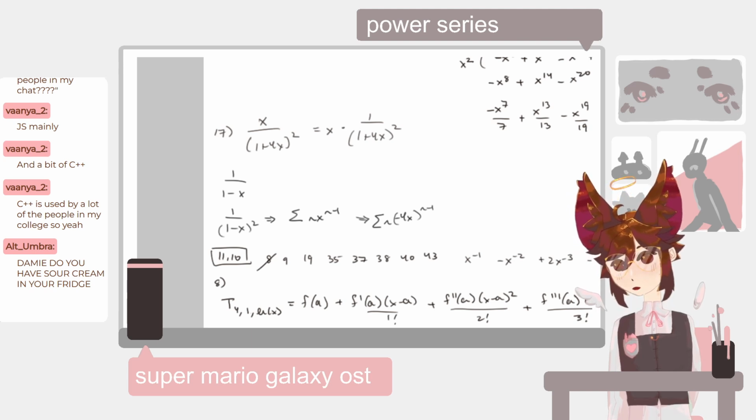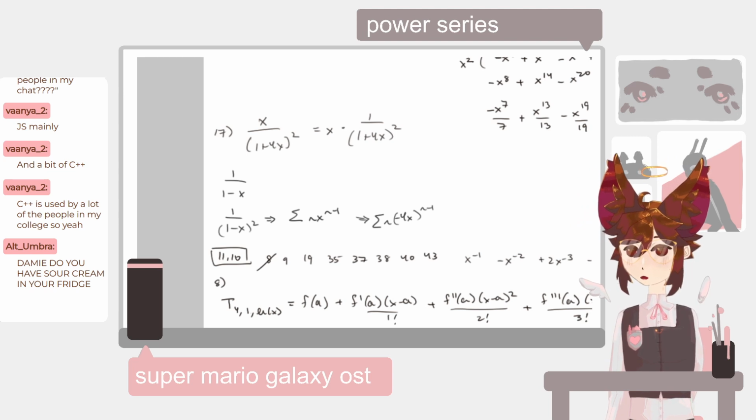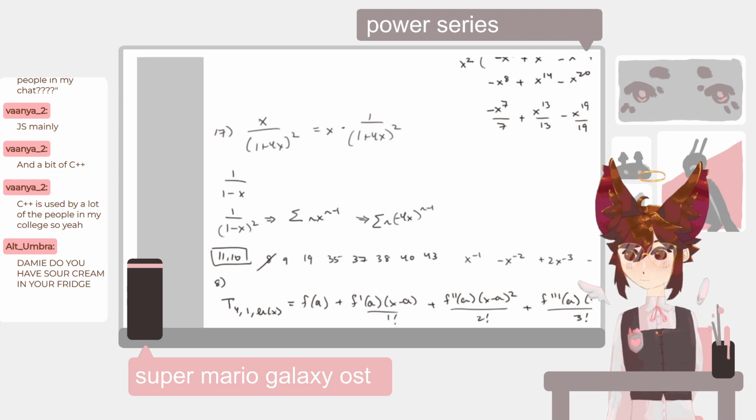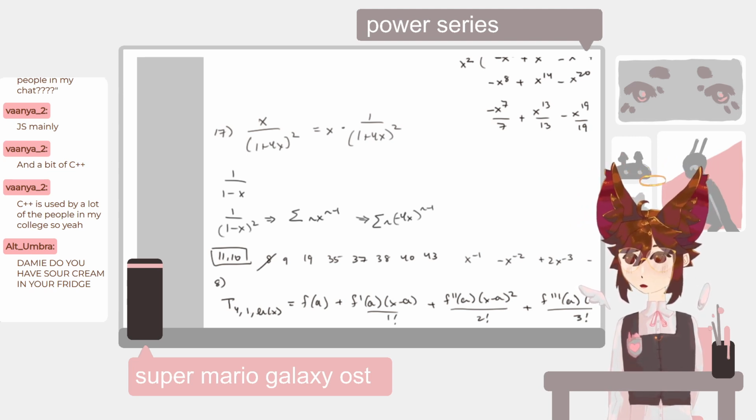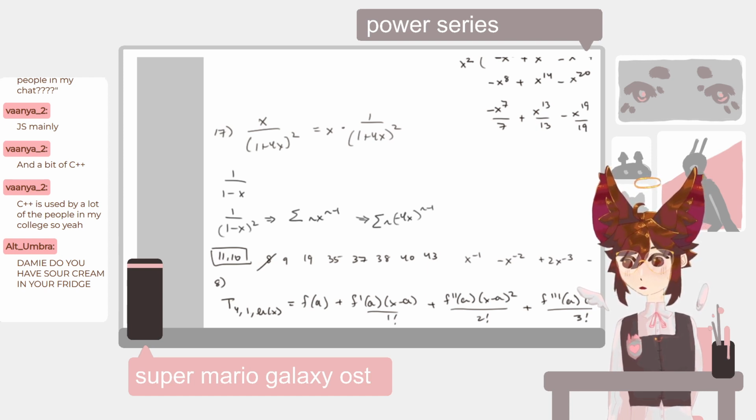If we have a factorial, that usually means it's sine or cosine. Or it's just like e to the x? Yeah, e to the x, or I guess just use differentiation. What? Okay, 13.